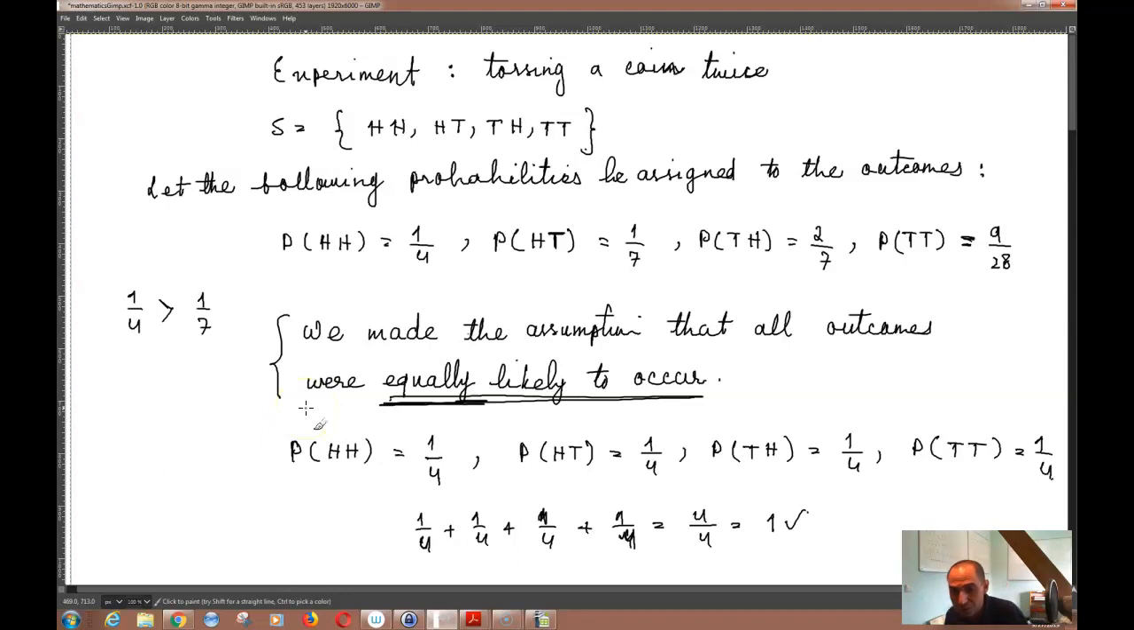So now this assignment satisfies the conditions of the axiomatic approach over here. Now let us find the probability of some events in this case.